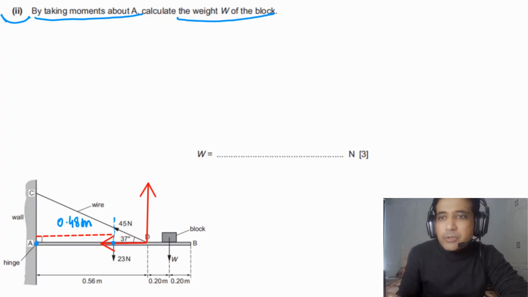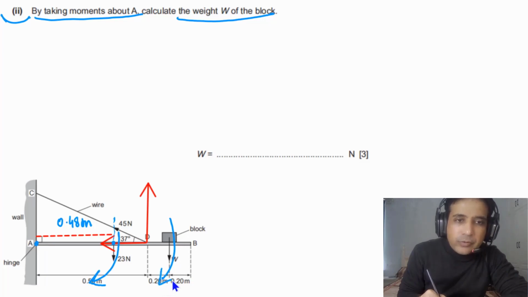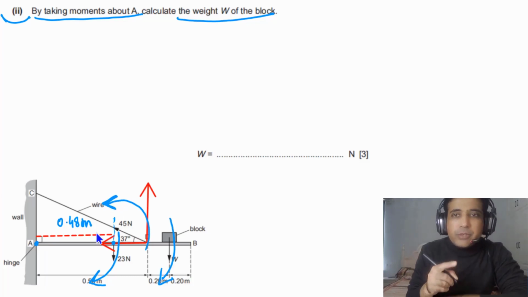Now simply we need to take moments. Moment due to the weight of the beam, this will be clockwise. Moment due to this weight of the block, this also will be clockwise. But the moment due to the vertical component of force due to this wire, this one will be anti-clockwise. Now simply we need to equate clockwise moment and anti-clockwise moment.